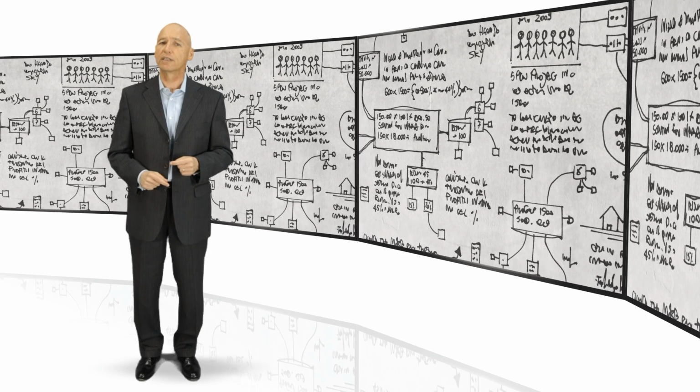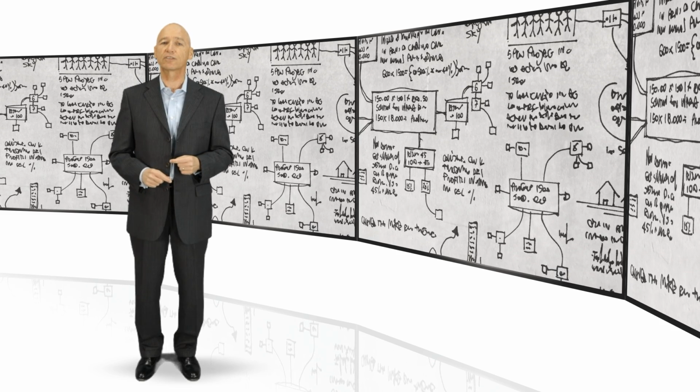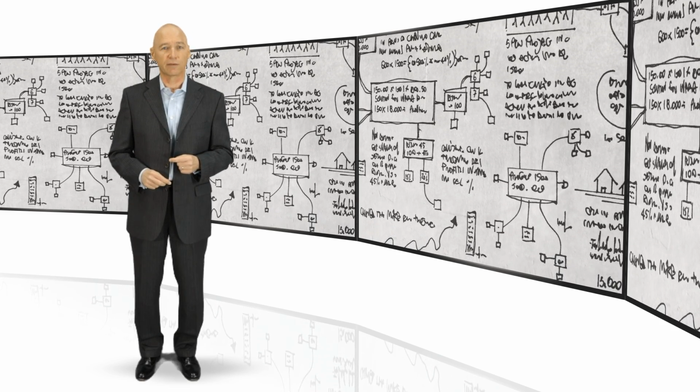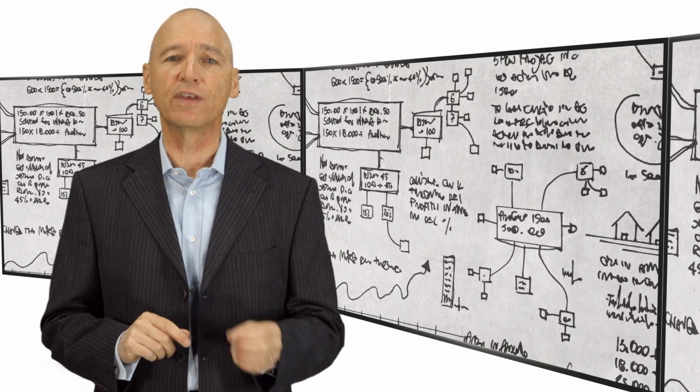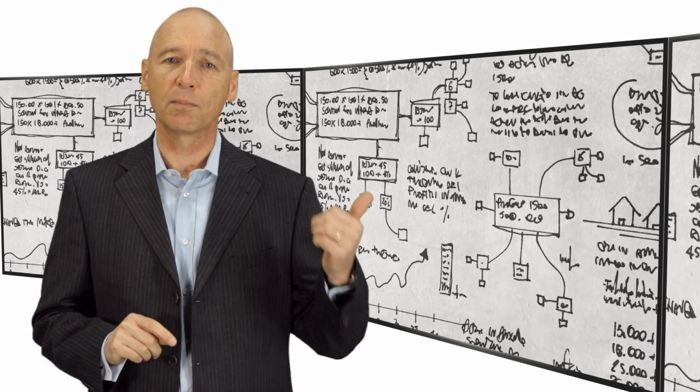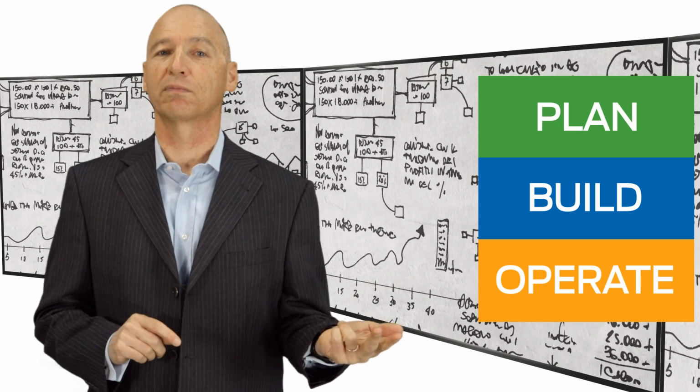The Hubble project has been extremely complex. Thousands of scientists and engineers have worked on it. But from the very beginning, they viewed the project with this basic life cycle: plan, build, operate, repeat.